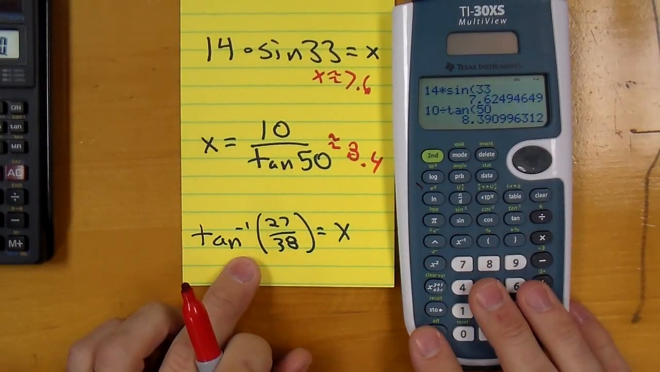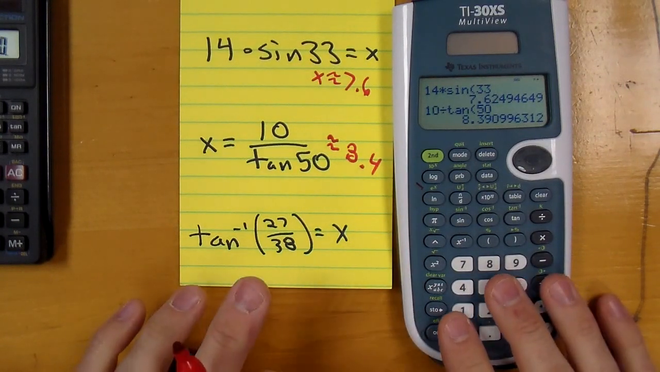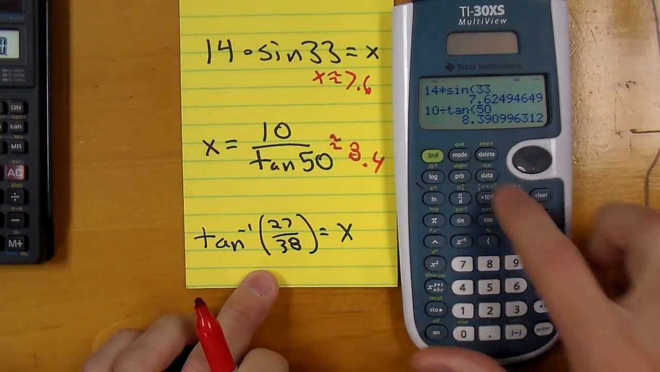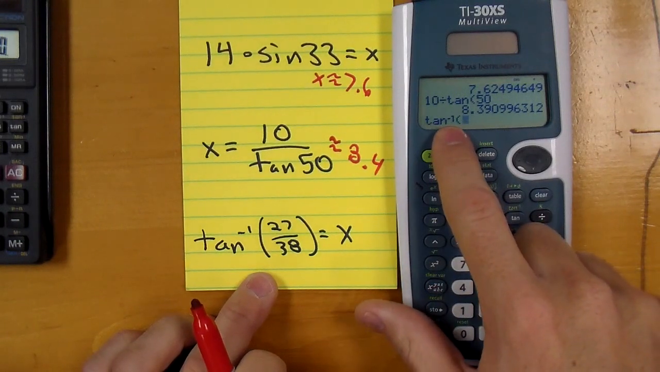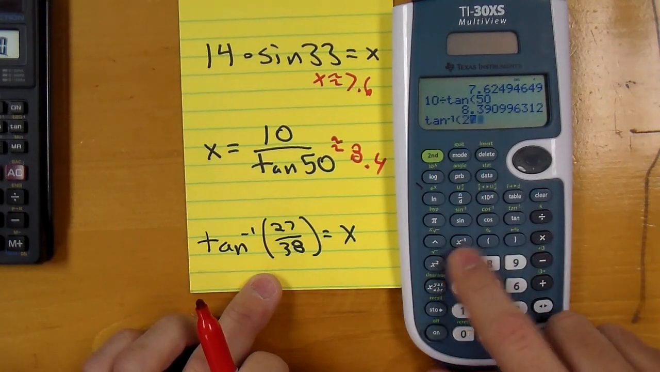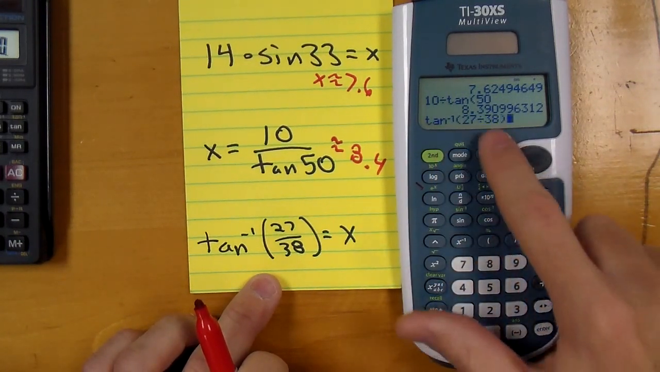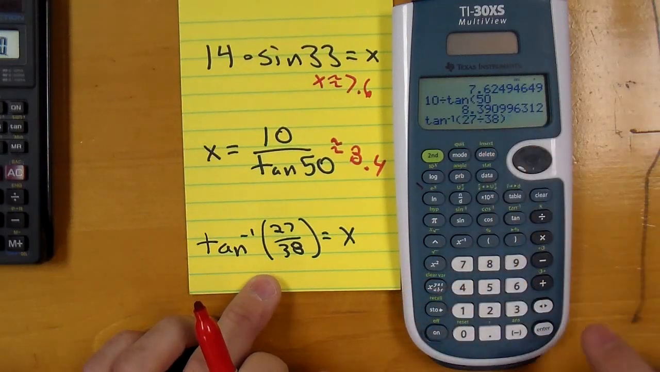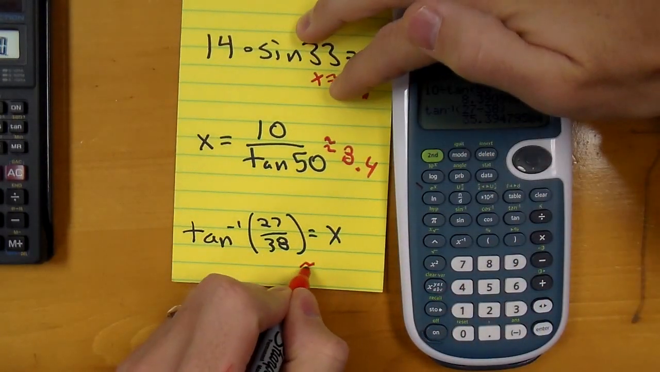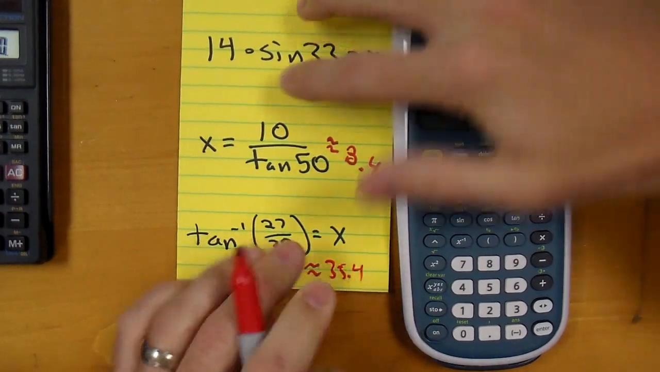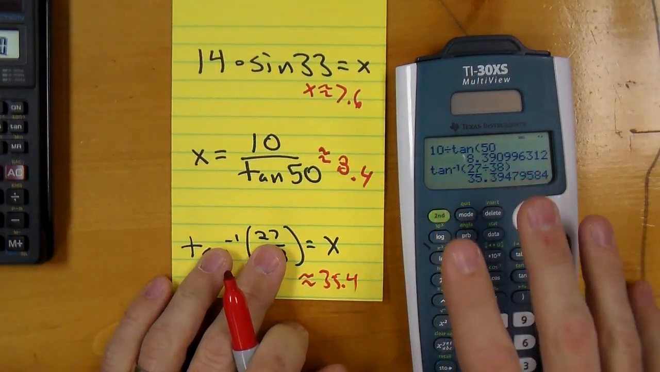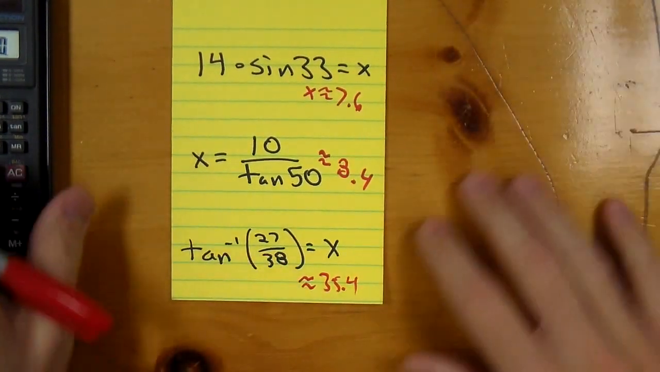And then the last one is the inverse ratios. This is where you're solving for angles. This one's usually the toughest, the one you've got to be careful with. So I'm going to do second tan, which gives me the inverse function, and do 27 over 38. Make sure you close parentheses or you have parentheses around them. We hit equals, and this comes out to be about 35.4. Okay, easiest calculator when you have the double line, I think, but not all of them are.